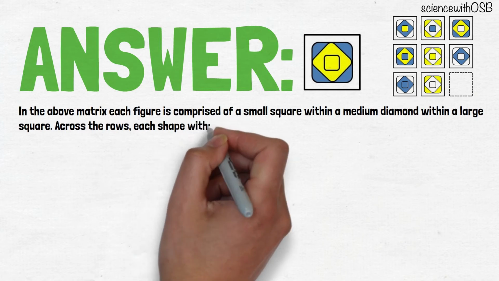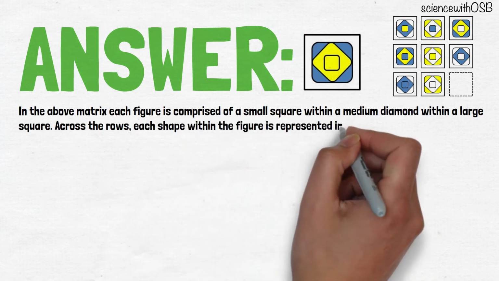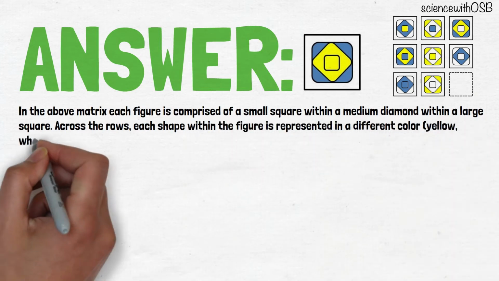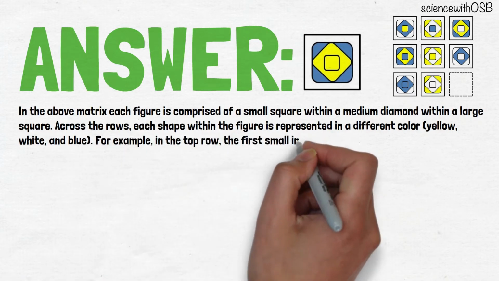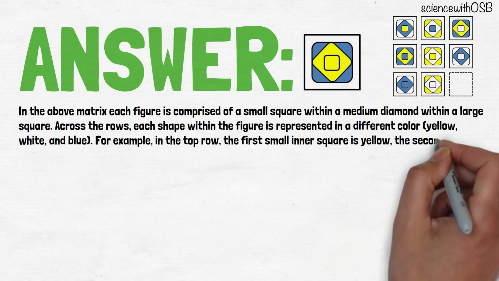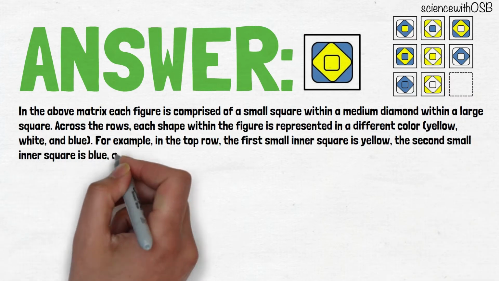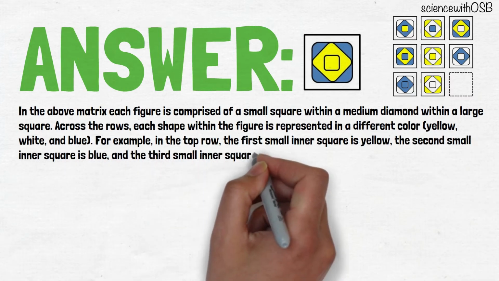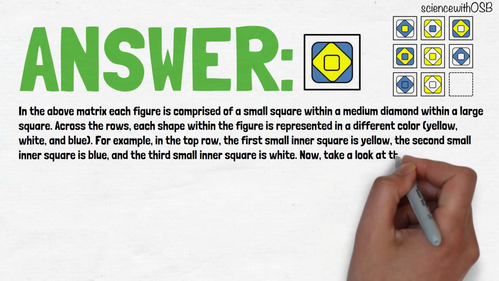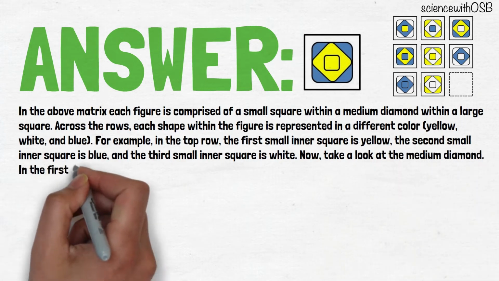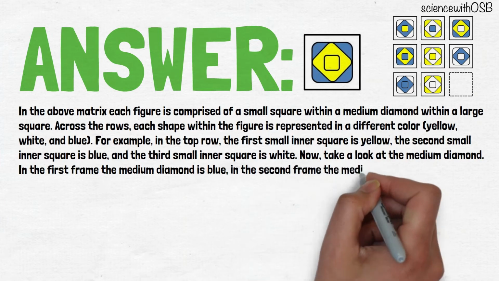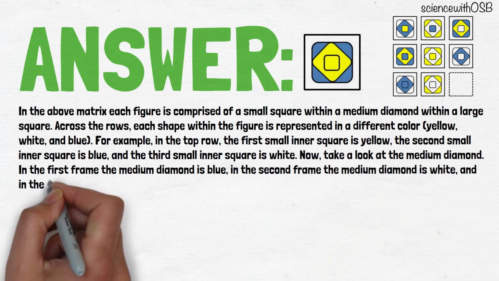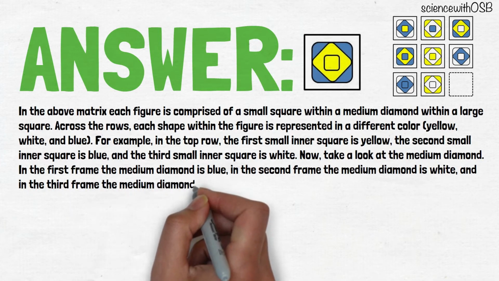Across the rows, each shape within the figure is represented in a different color, that is yellow, white, and blue. For example, in the top row, the first small inner square is yellow, the second small inner square is blue, and the third small inner square is white. Now, take a look at the medium diamond. In the first frame, the medium diamond is blue, in the second frame, the medium diamond is white, and in the third frame, the medium diamond is yellow.